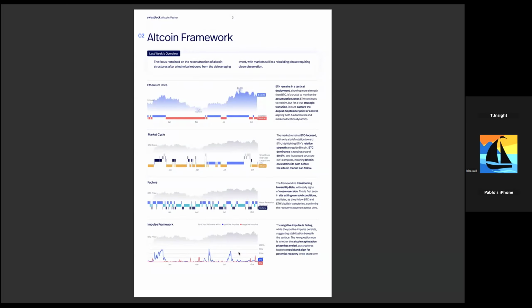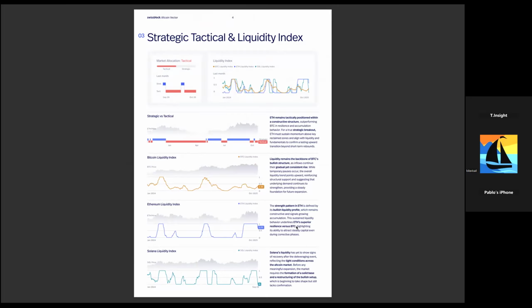But most importantly, Ethereum is showing a lot more strength because in the last report or so, they weren't sure whether or not Ethereum or Solana was going to take the lead. And from this data from this week, it's showing that Ethereum is definitely going to be taking the lead based on having some liquidity being poured in, and it's also looking stronger than Solana in comparison. As you can see, it says that here. It says Solana's liquidity has yet to show signs of recovery after the deleveraging event.